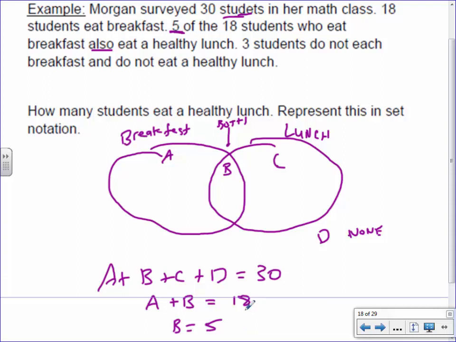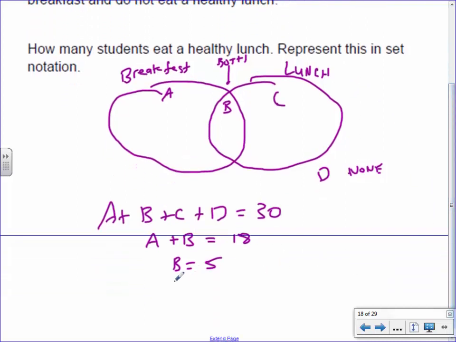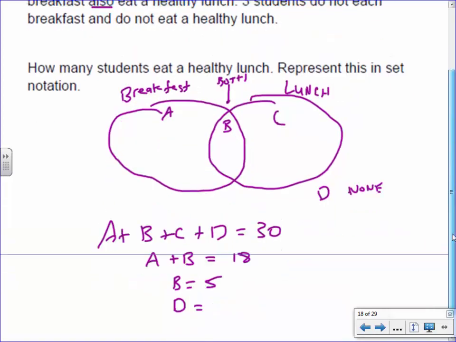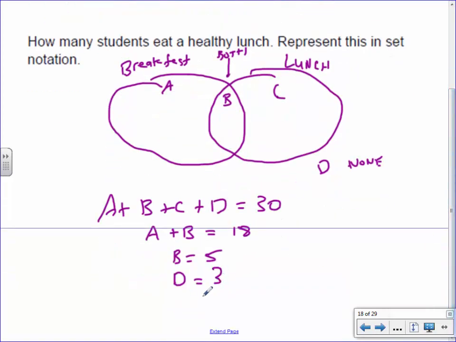And then the last thing it said is that 3 students do not eat breakfast and do not eat a healthy lunch. So if you don't eat breakfast and you don't eat lunch, where's that? Yeah, D actually. 3 kids. So this example is a bit different than the ones you're used to because they actually straight up gave you B and D.